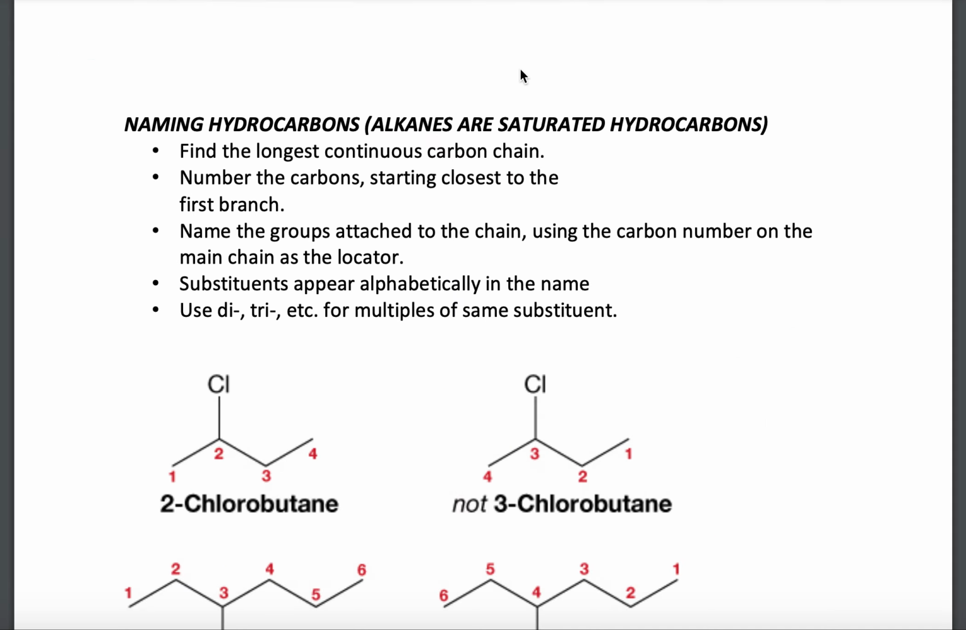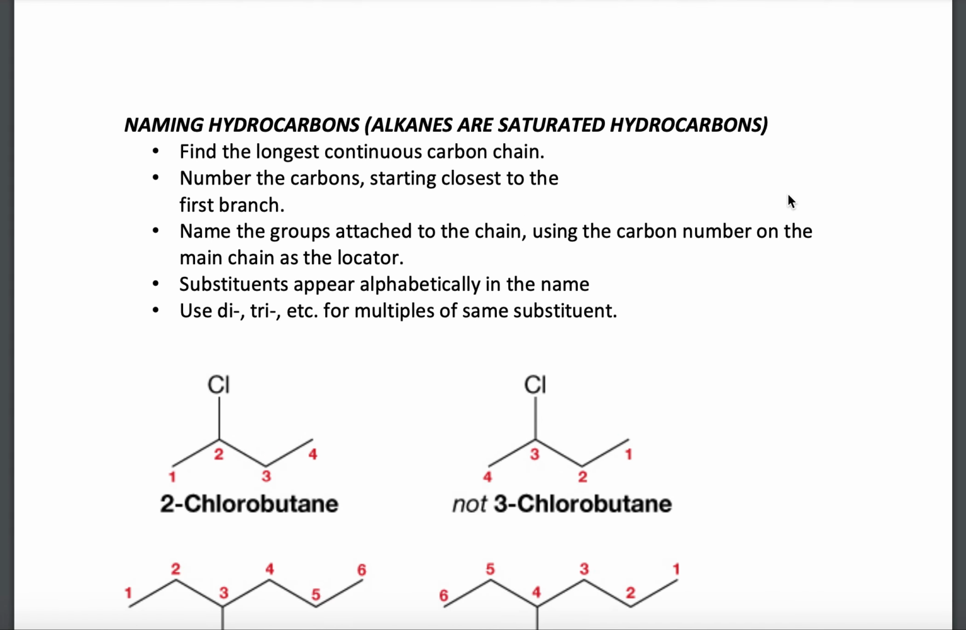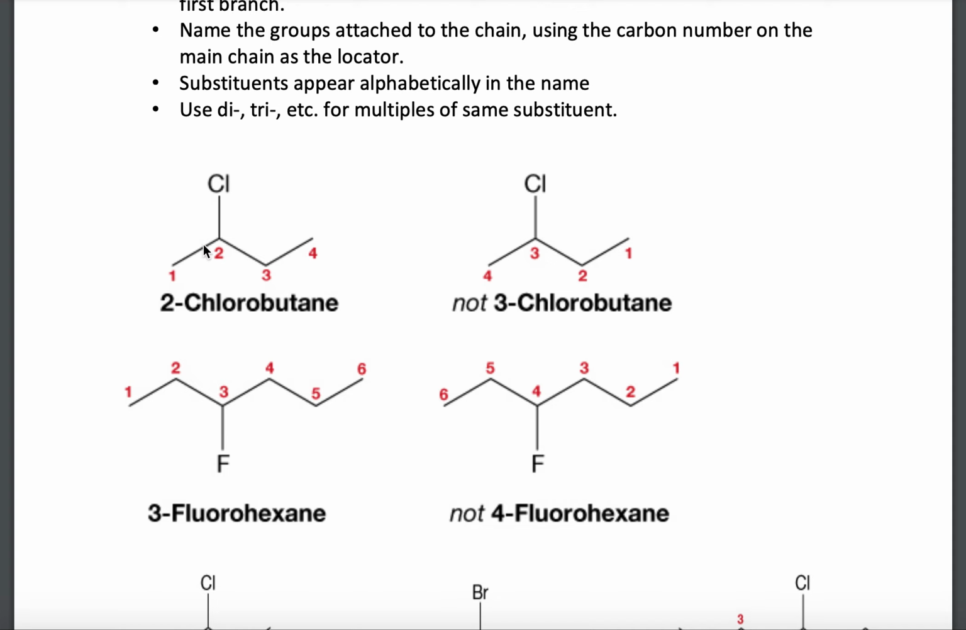All right, and here's the rule for naming again. Okay, so let's find the longest continuous carbon chains. Okay, so let's say this one, and make sure you pick the side that's closer to the branch, the first branch. So you want to go 1, 2. You don't want to go the other way because it's a little bit farther away. So that's what we call 2-chlorobutane. 4 carbon, it's a butane.